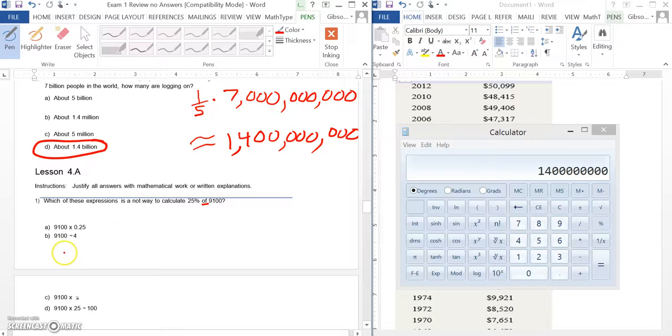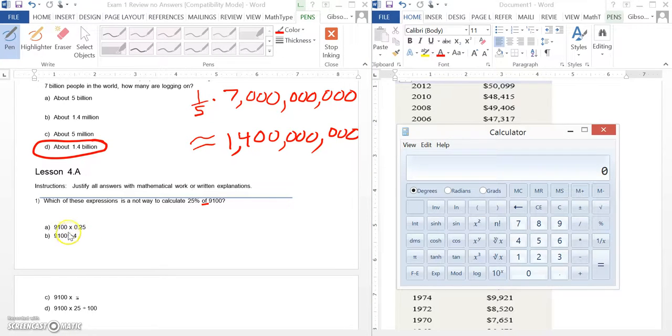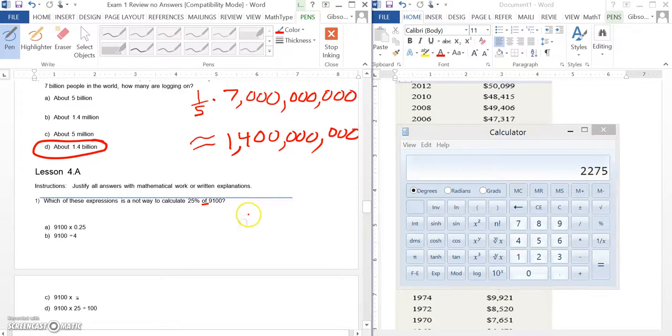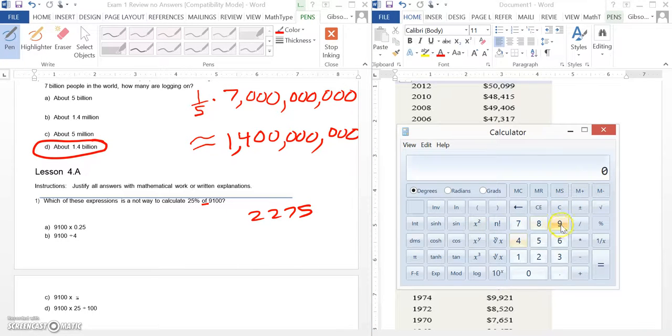Now, the next thing, we have 9,100 divided by 4. We can test that by first seeing if the answer matches up with A, since we've already determined that A was a good way of calculating this. So it'll be 2,275. Okay, so now 9,100 divided by 4 will give us the same answer. So B is also good.